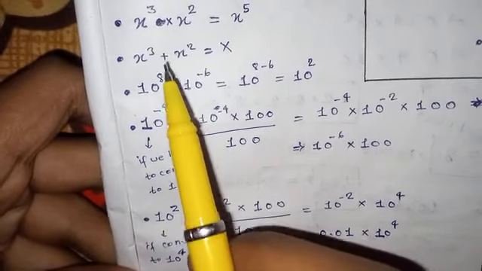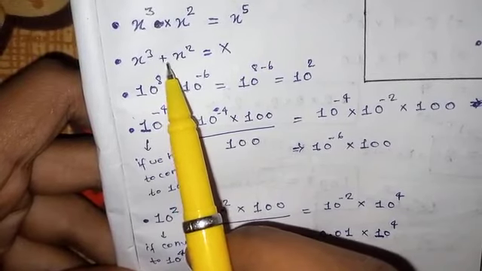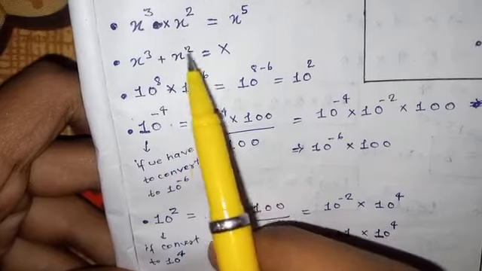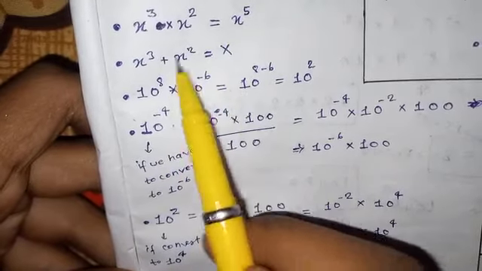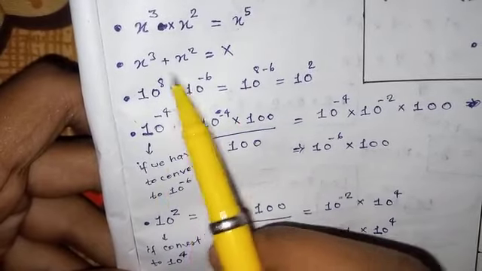But if the sign between these two x terms is plus or minus or division, then we will not add these values. It will not come like x to the power 5. It will not come like that. Okay.